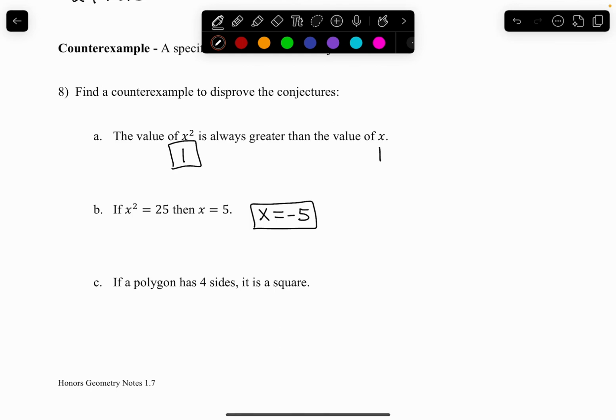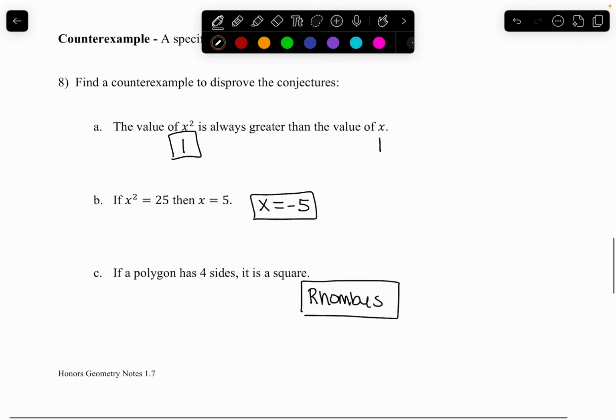And then here's my favorite one. If a polygon has 4 sides, it is a square. Well, what other shapes do you know that have 4 sides other than a square? You got a rhombus, you got a trapezoid, you got a kite, you got all these other kinds of things. So you could just make one up. I'm just going to say rhombus. You could have said something crazy. Anyways, so that's what a counterexample is. It's you taking a conjecture and being able to find an example to make that conjecture false.